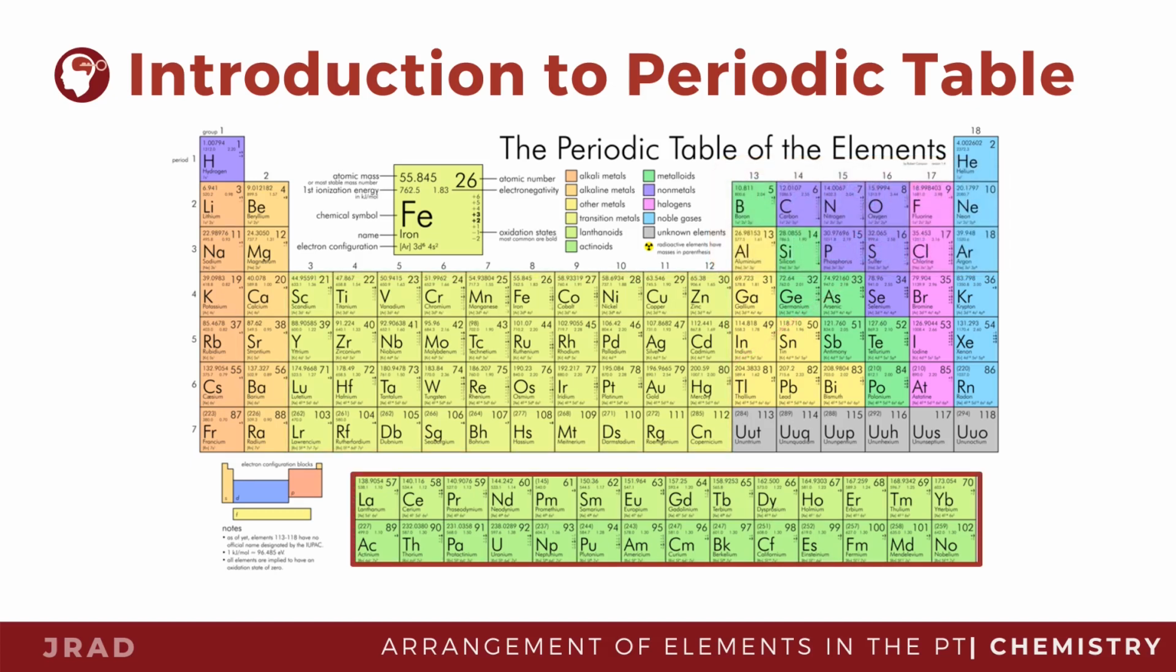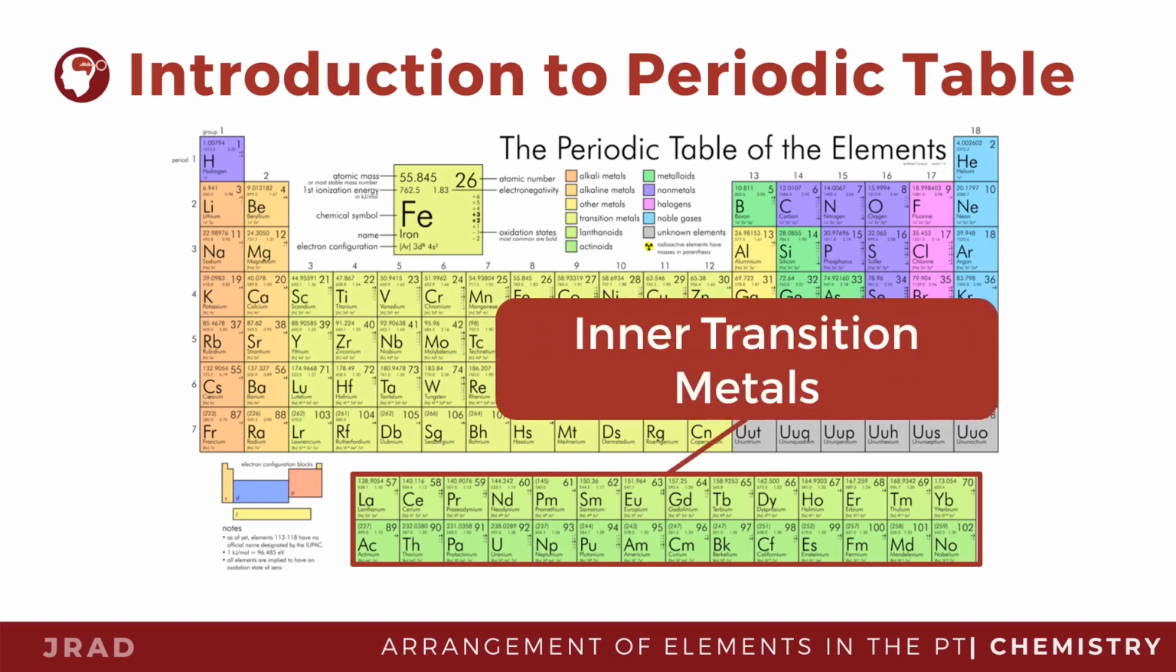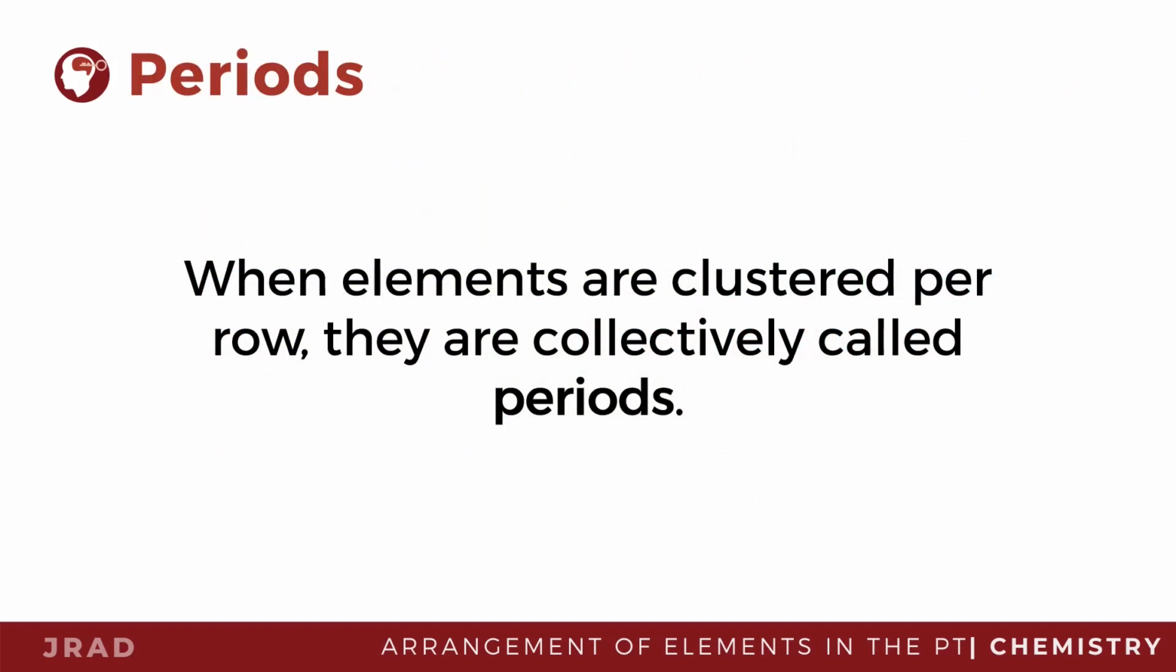Elements under the F block are collectively known as the inner transition metals. It is composed of elements under the lanthanides and actinides groups. The periodic table has 7 horizontal rows called periods. Period refers to the distance of the electron from the nucleus. It is also known as the shell.